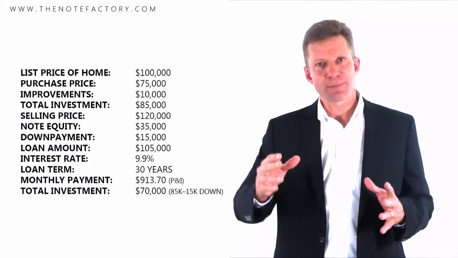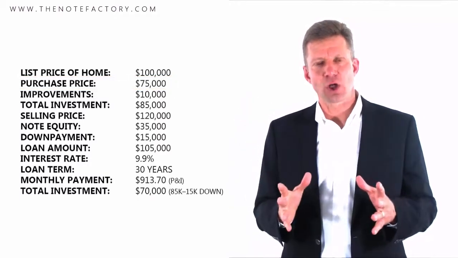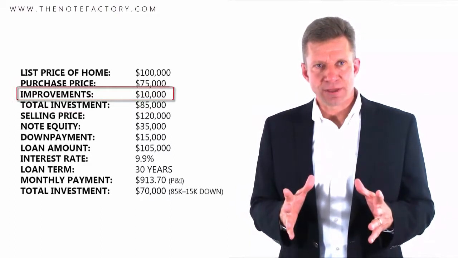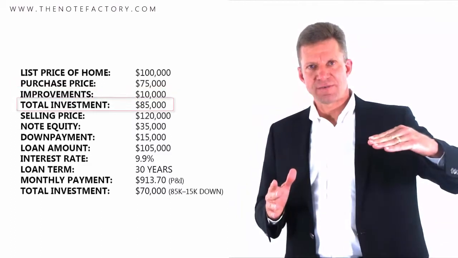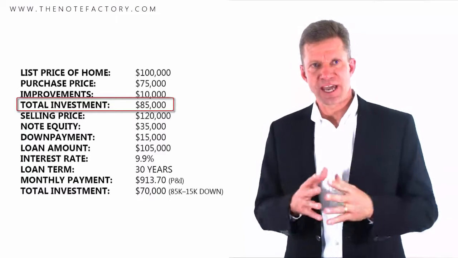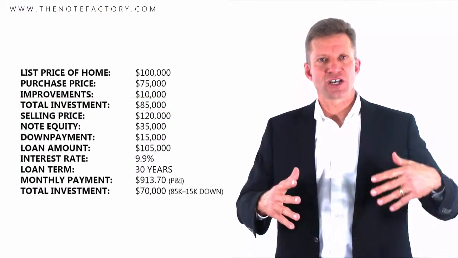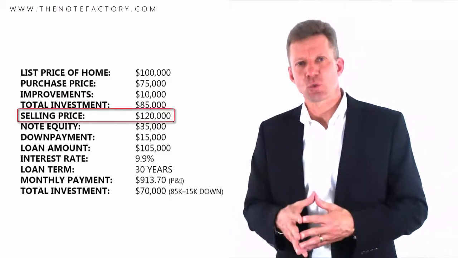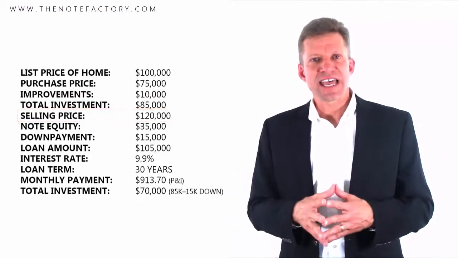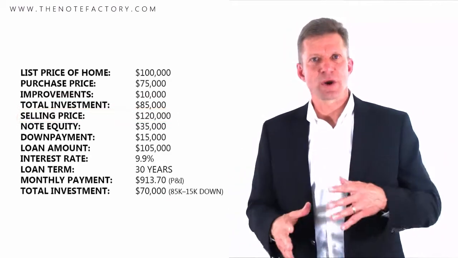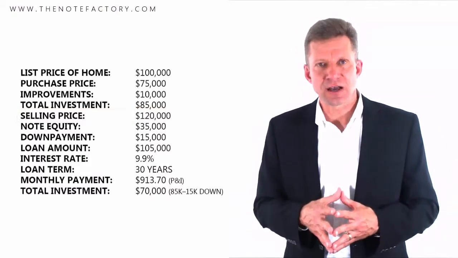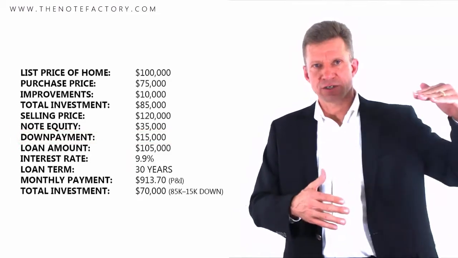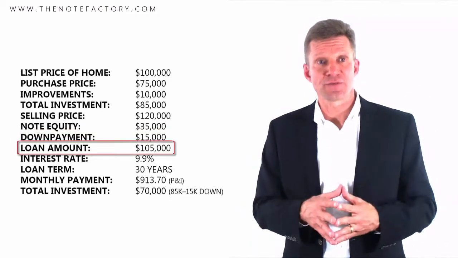If you've got pen and paper, write these numbers down and follow along. Let's say you put $10,000 into improving the property, so now your total investment went from 75 to 85, okay? And then let's say because of your improvements, you were able to sell the home for $120,000. Now, let's say on that $120,000 house, you were able to get someone to pay $15,000 down, okay? So now there's a loan, because it was $120,000, the loan is now for $105,000.